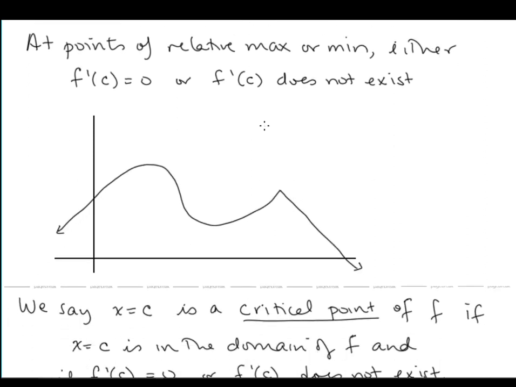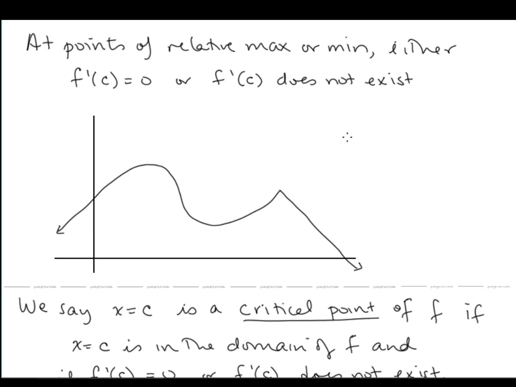And recall that at points of relative maximum or minimum, either the derivative is 0 at that point, f prime of c is equal to 0, or the derivative does not exist at that point. So for example, we have a relative max here. We can see that f prime is equal to 0 here. Same thing at the relative min here, f prime is equal to 0. But here we can see that f prime does not exist, and that still is a local maximum.